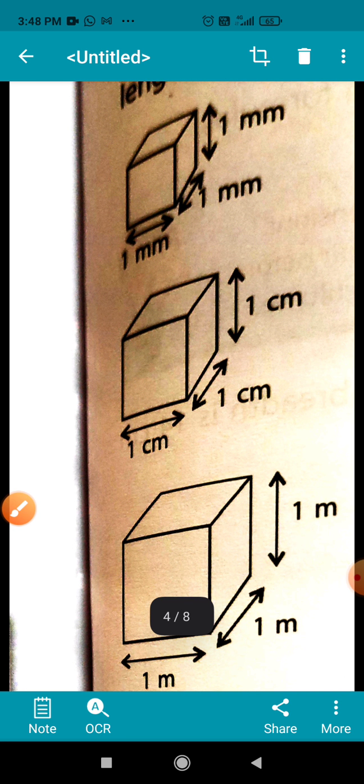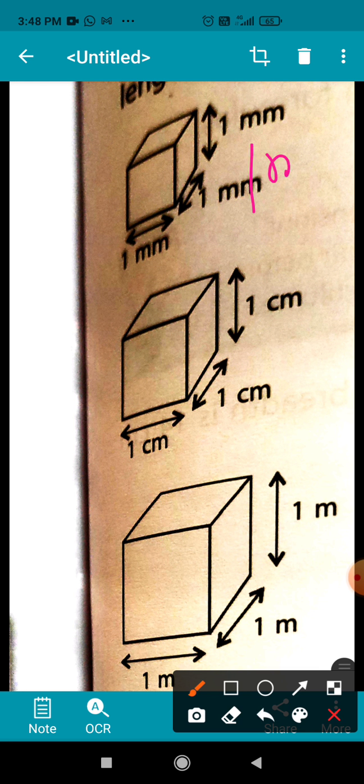Children, here you can see this is a cube of 1 millimeter. So its volume is 1 millimeter cube, or you can say 1 cubic millimeter. This is a cube of volume 1 cubic centimeter. Similarly, children, this is a cube of volume 1 cubic meter, because you are multiplying length, breadth and height.